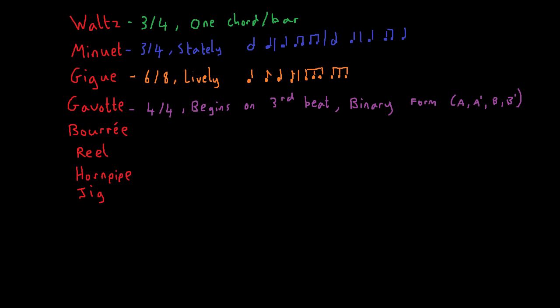Okay, then you've got a bourrée. A bourrée is also in 4/4 time, quite similar to a gavotte. The main difference is that a bourrée has a 1-beat upbeat, so it begins on the 4th beat of the bar. So you've only got a 1-beat upbeat, whereas a gavotte had a 2-beat upbeat. There are a couple of rhythms that tend to be used with a bourrée.